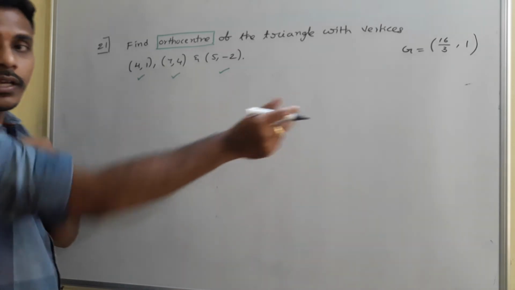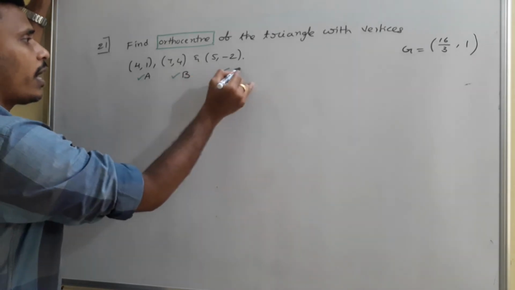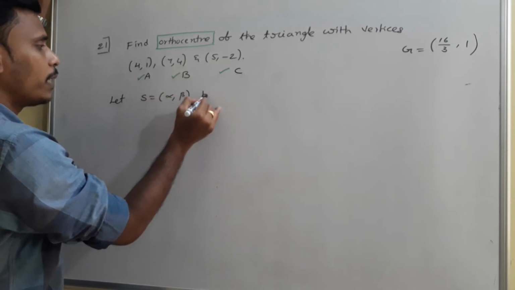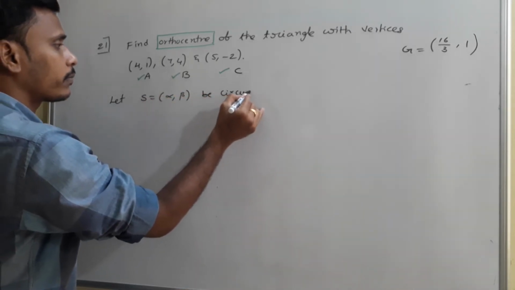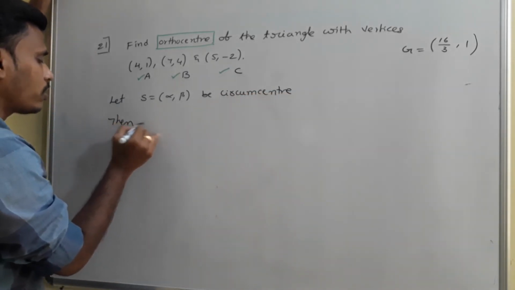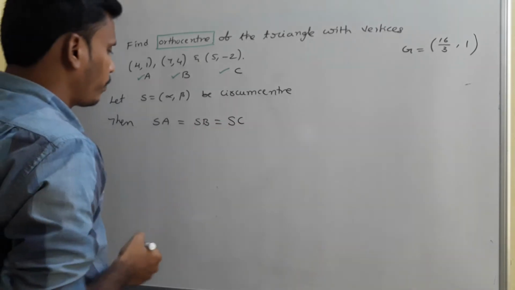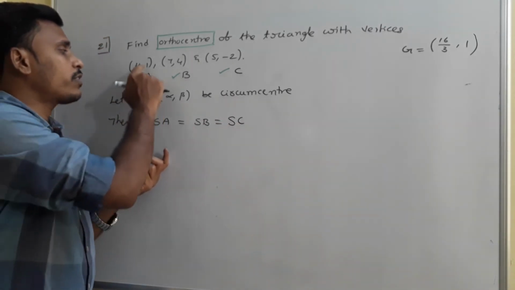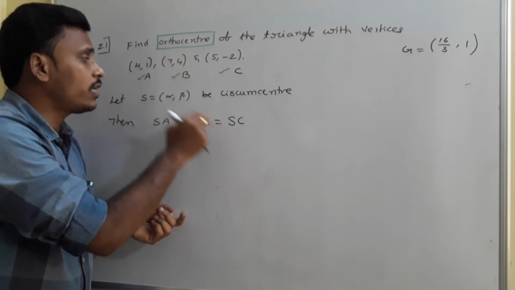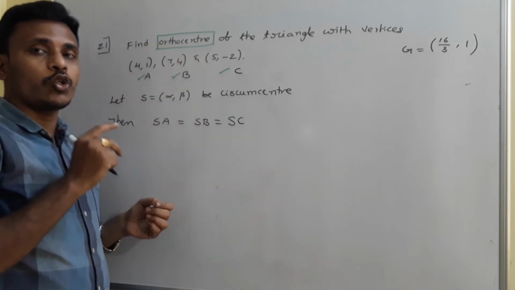Now what is the circumcenter? The circumcenter is equidistant from all the three vertices. You just call them A, B and C. Let S equal (alpha, beta) be the circumcenter. Then as per the logic of the circumcenter, SA is equal to SB is equal to SC. SA means the distance from the circumcenter to A, SB the distance from the circumcenter to B, and SC the distance from the circumcenter to C. These three distances are equal and we need to use the distance formula.